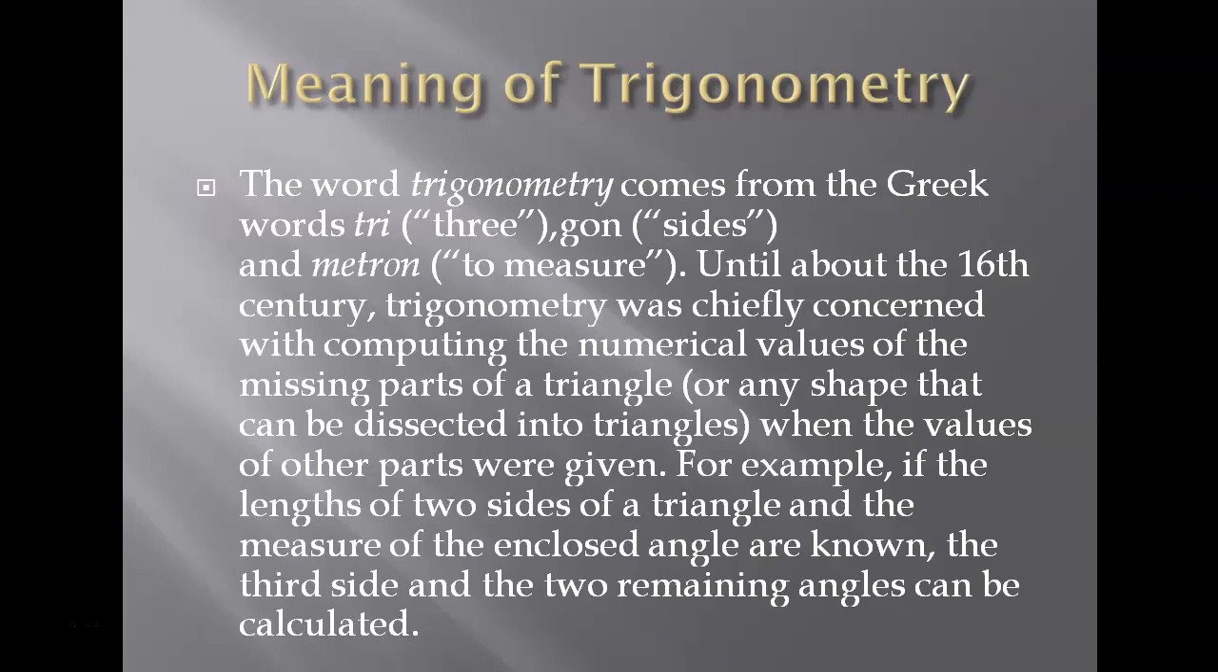Until about the 16th century, trigonometry was chiefly concerned with computing the numerical values of the missing parts of a triangle, or any shape that can be dissected into triangles, when the values of other parts were given. For example, if the lengths of two sides of a triangle and the measure of the enclosed angle are known, the third side and the two remaining angles can be calculated.